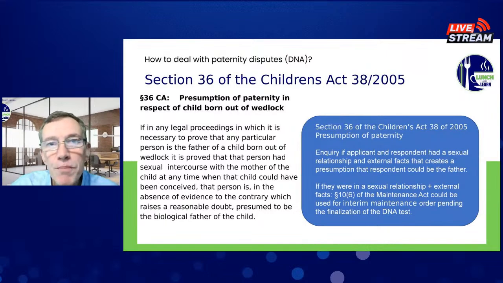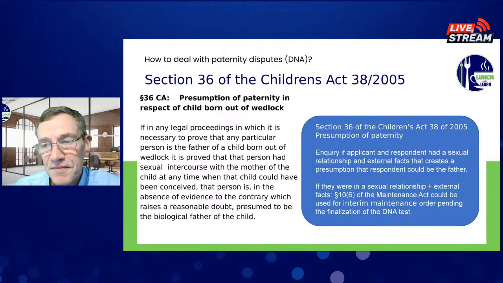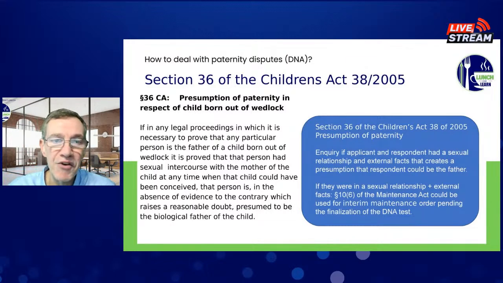So if you could prove that the complainant and the respondent had a sexual relationship during the period that the child was conceived, then the presumption of paternity could kick in, and the maintenance officer could put that to court, that they rely on Section 36 of the Children's Act. So how would one prove that they had a sexual relationship, or might have had sexual intercourse, during the time when the child could have been conceived?